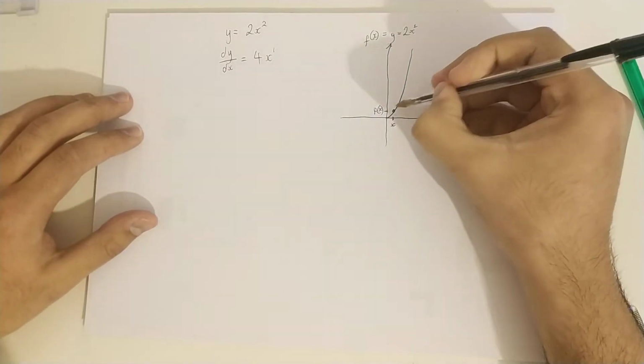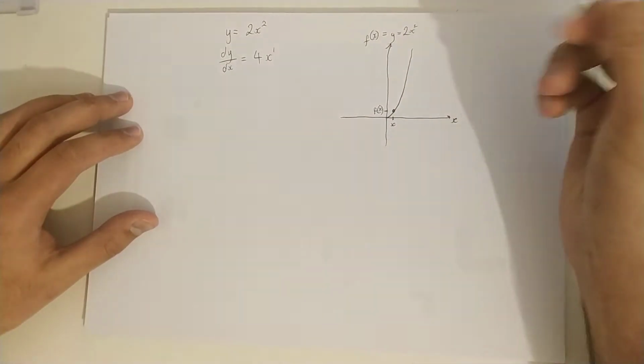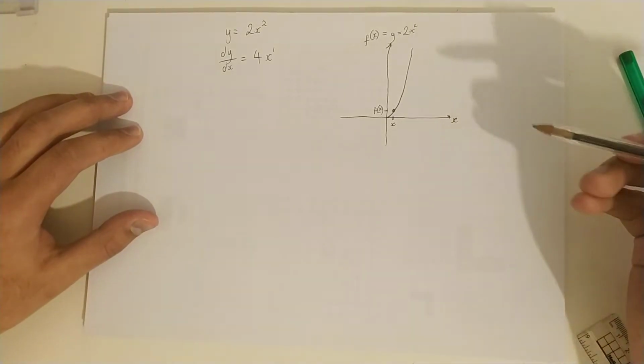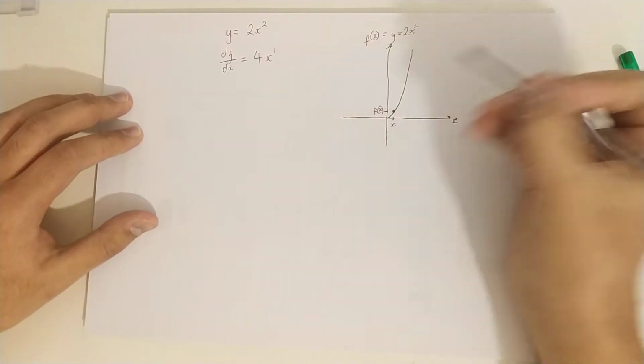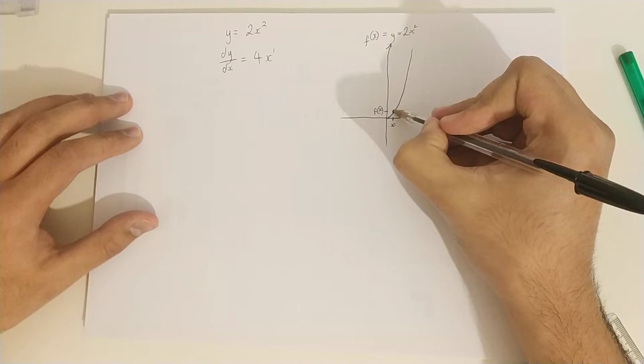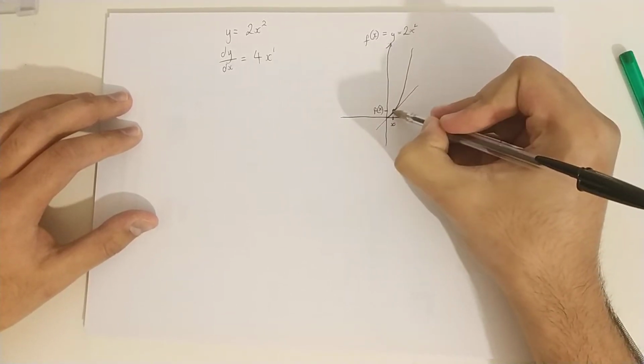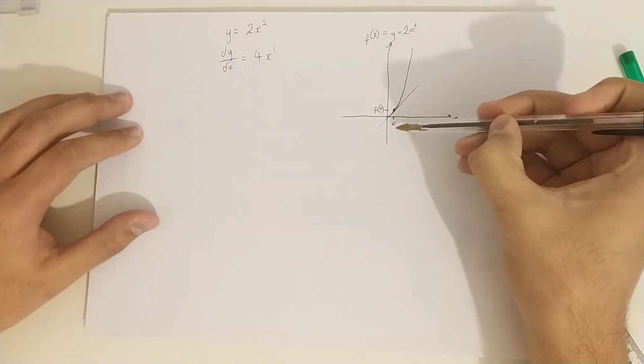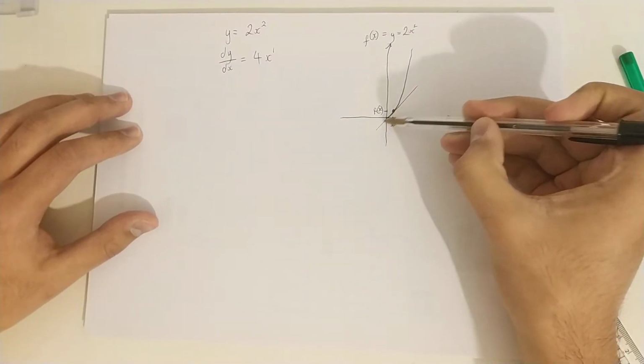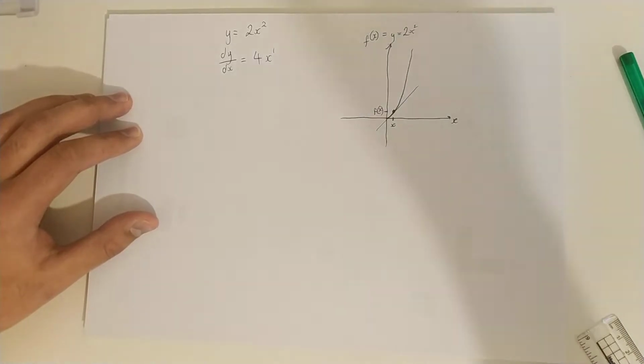I'm going to choose another point further up here, because what I want to do, remember when we differentiate, we want to work out the gradient of the tangent at that particular point. So what I'm looking for is the gradient of this line here, because if I want the gradient at the point x, I want the gradient of the tangent line at the point x.